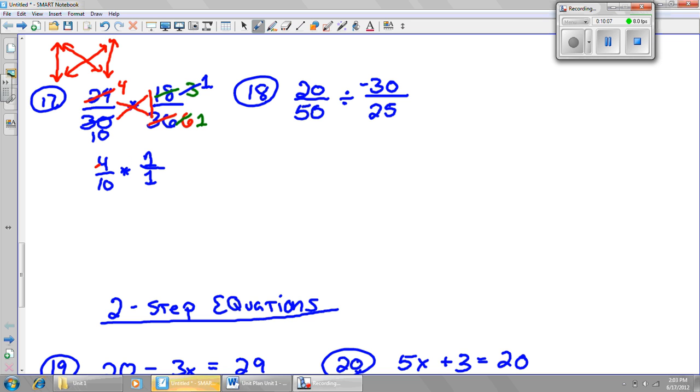So 2 goes into both of the numerator and denominator. 2 goes into 4 2 times. It goes into 10 5 times. Everything's been simplified. 2 times 1 is 2. 5 times 1 is 5.